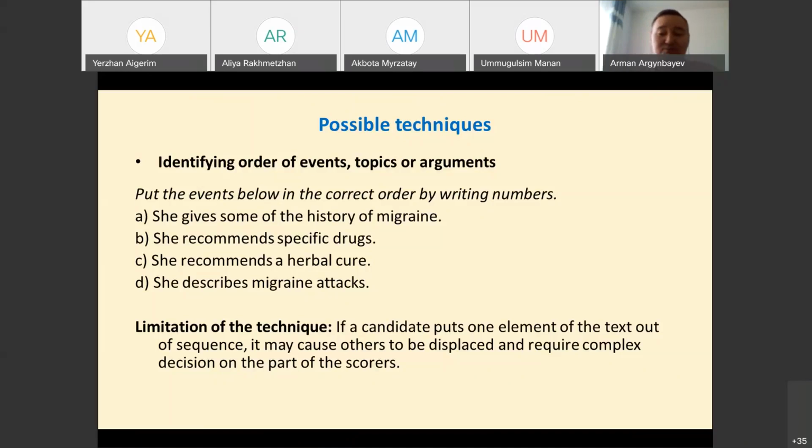But we can use them in our seminars, for example. During our classes, it's totally fine. But avoid using them in your exams, especially high-stake exams.